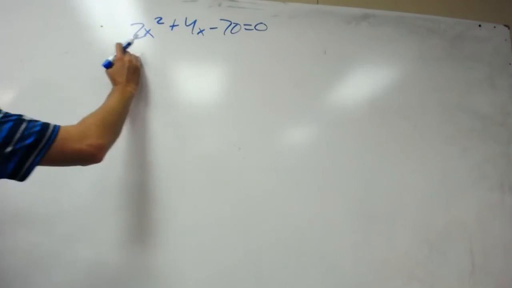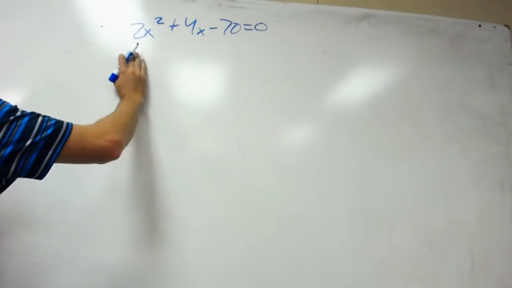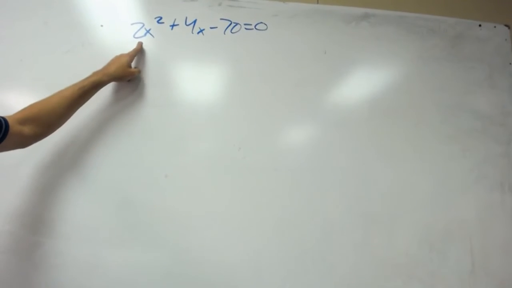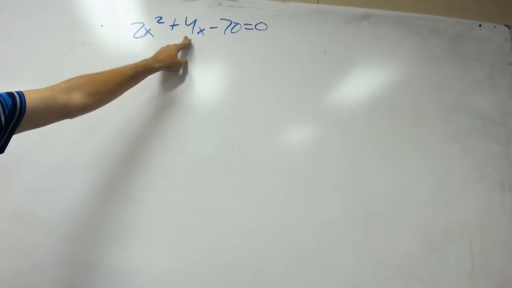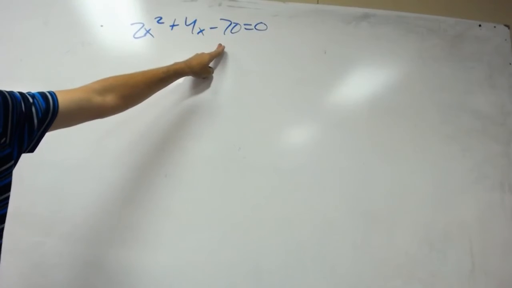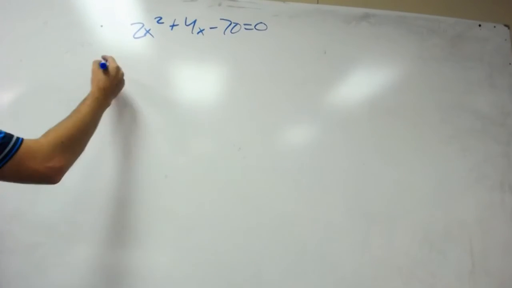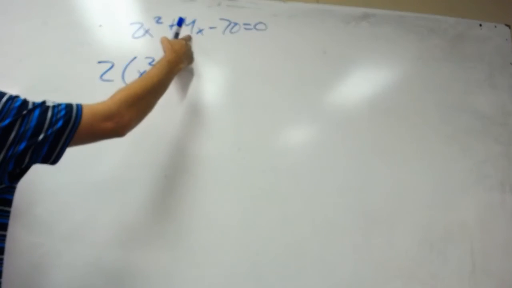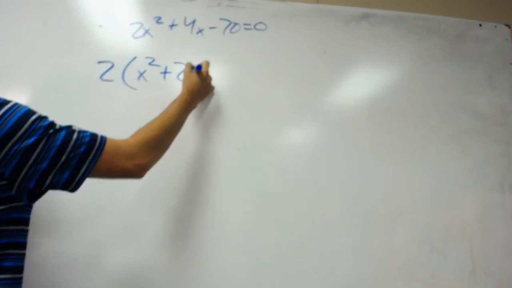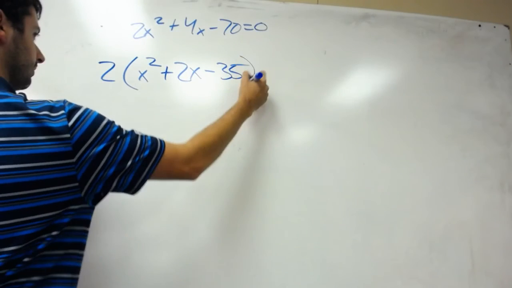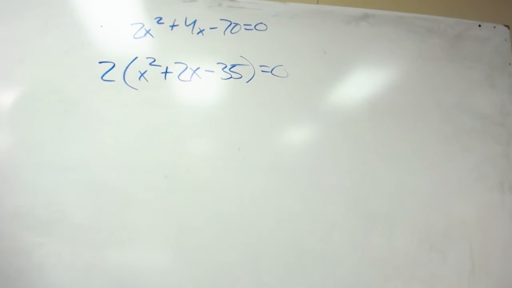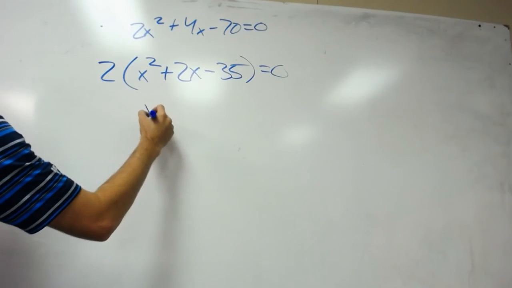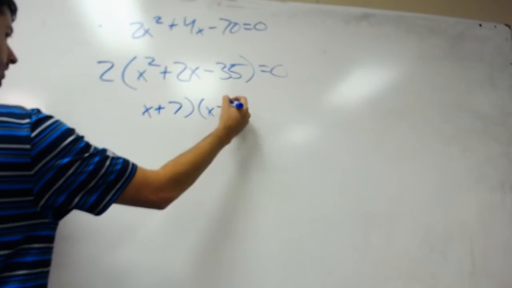If I was solving this, something I could do is factor out the 2. Because 2 goes into 2, 2 goes into 4, and 2 goes into negative 70. They're all divisible by 2. So I could say 2, open parentheses, x squared, 4 divided by 2 would become 2x, and negative 35 equals 0. Then we'd factor this like we did before. x plus 7, x minus 5.